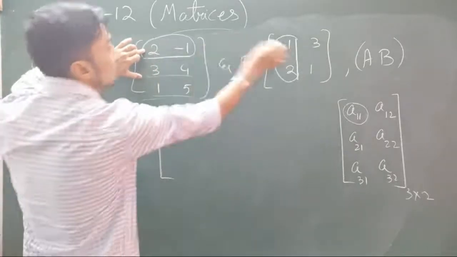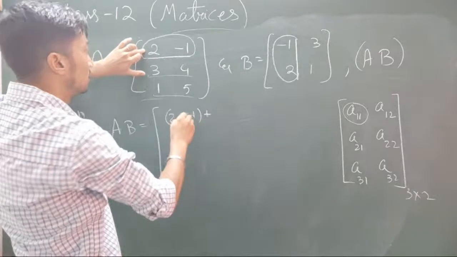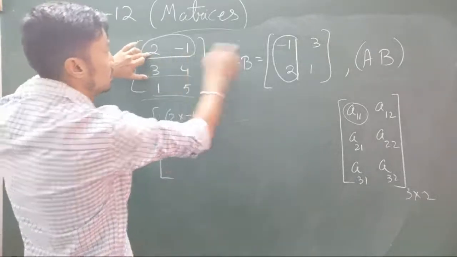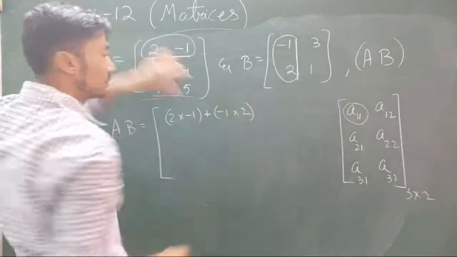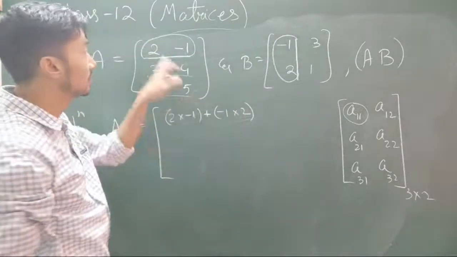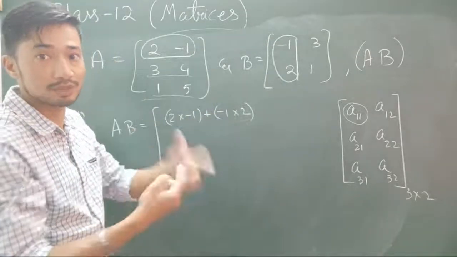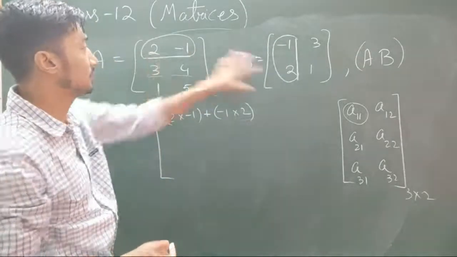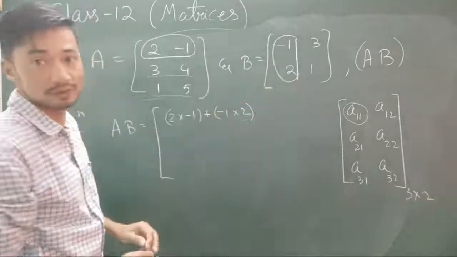So it's like 2 into minus 1 plus minus 1 into 2. Ith row, jth column, that's what we're supposed to do. Corresponding elements, and we will add them. First row, first column, so corresponding elements: 2 into minus 1, minus 1 into 2.